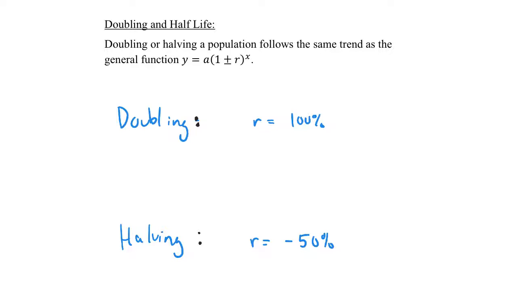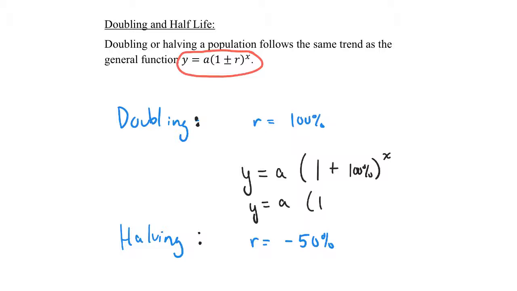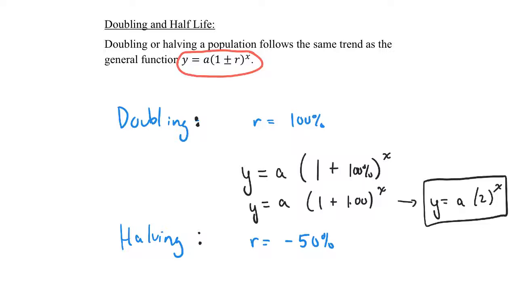Now, with that said, I can rewrite this formula that I started with. So go back up here, please, and just plug in for R in both of these cases. We're not going to plug in for A or X. So the formula still has A in it and it still has X in it. But this becomes 1 plus 100% to the X. 100% is just 1.00, which really becomes this. And that's what this becomes.